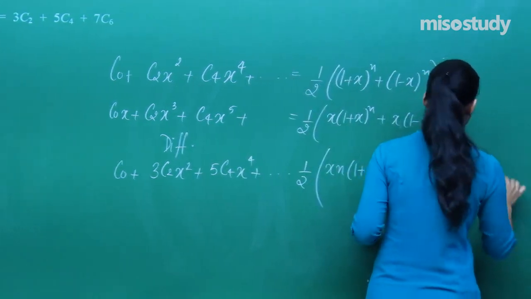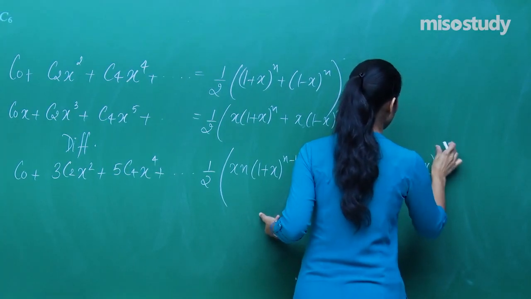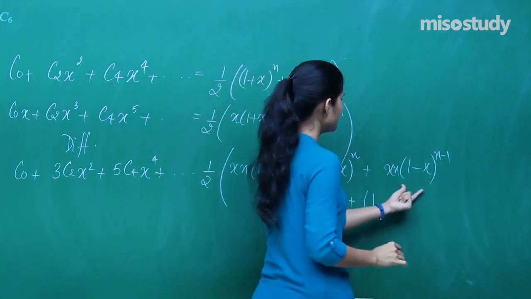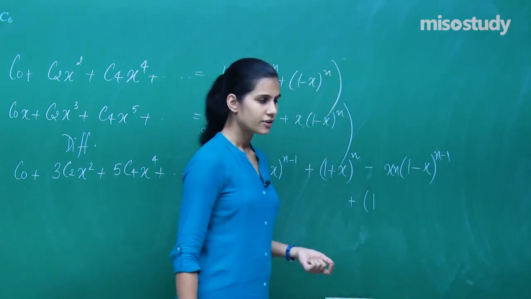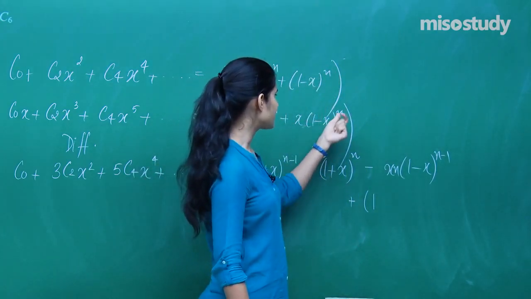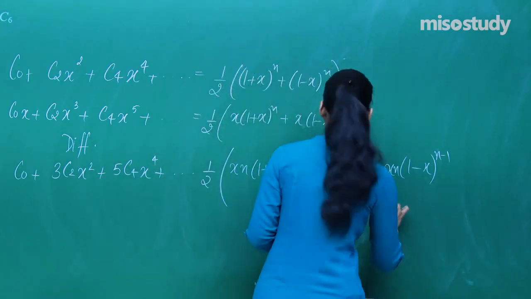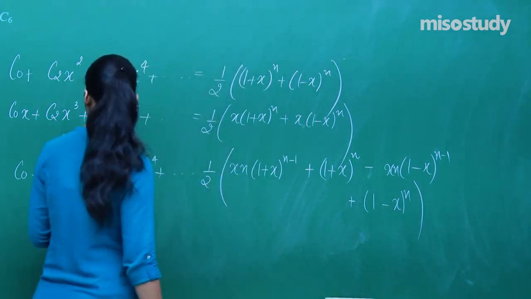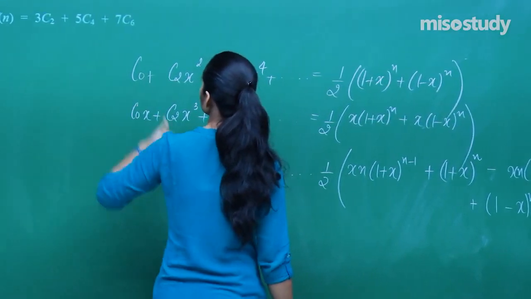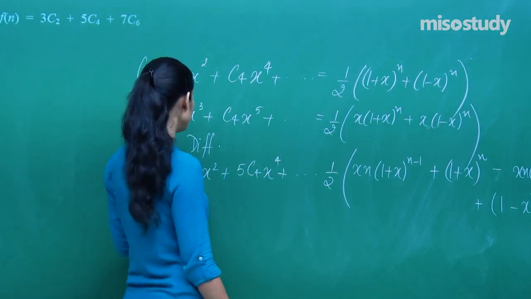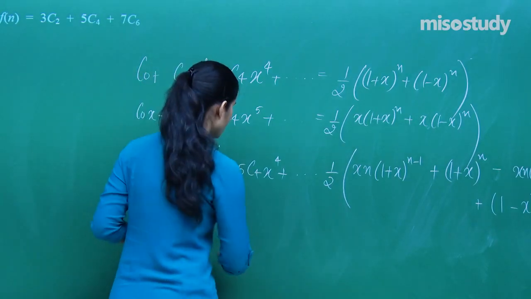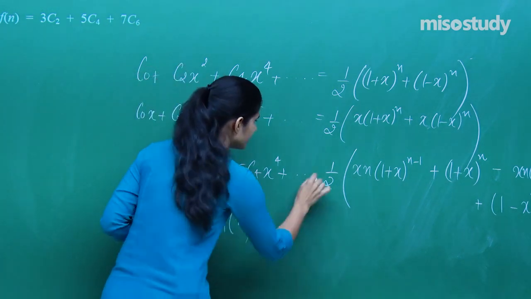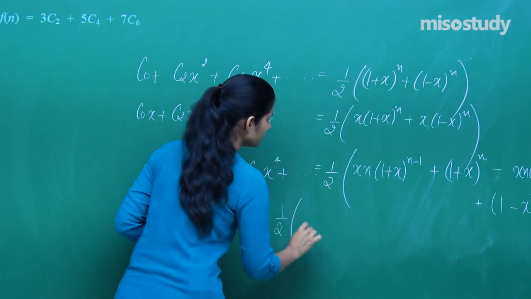Then you have plus again, first function x into differentiation of this, which is n into (1 minus x) to the power n minus 1 into minus 1, and this is (1 minus x) to the power n into d by dx of x, which is 1. Now what you do, if you put x equals 1, you basically get this expression. Isn't it? If you put x equals 1, you get this expression. Fine. The moment you get this expression for x equals 1, what is it that you get in here? You get 1 by 2.